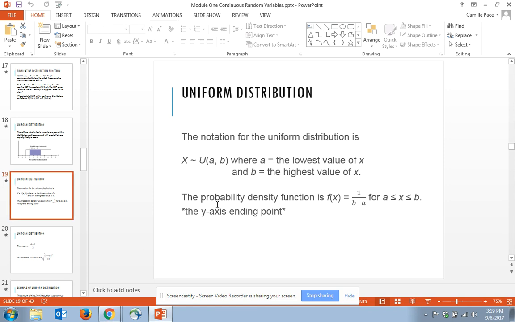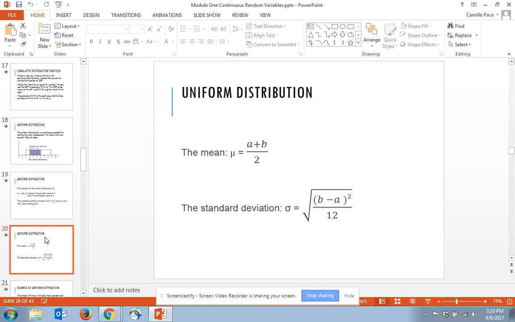And then if you look here, this helps you solve it. The probability density formula is f of x equals 1 over b minus a, for a less than or equal to x less than or equal to b. Okay, and this is the y-axis ending point, 1 over b minus a. You can find the mean, which is a plus b over 2, and the standard deviation is the square root of b minus a squared divided by 12.